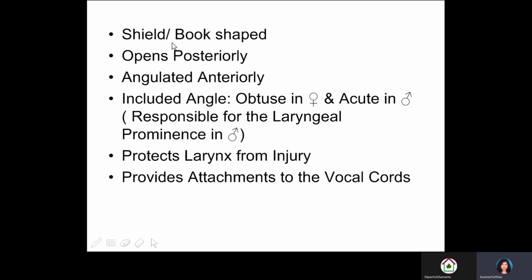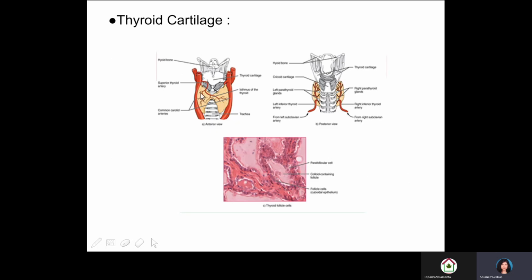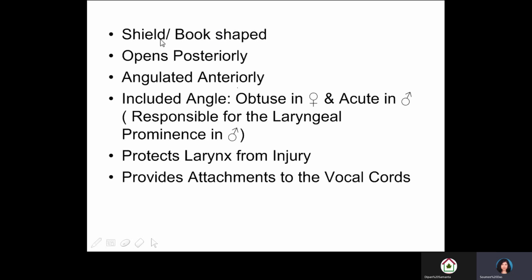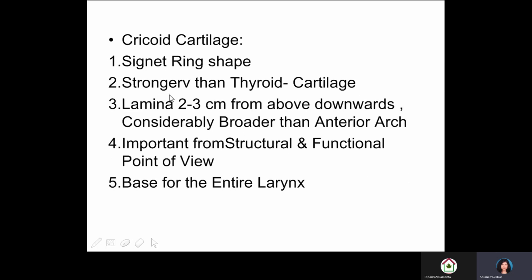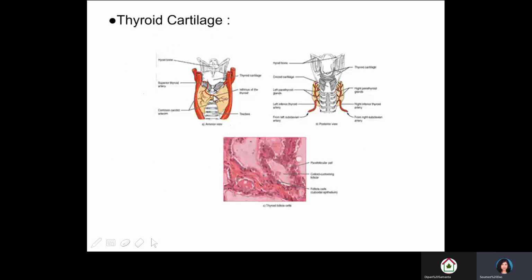The thyroid cartilage is shield-shaped. If we look at this, it looks like an open book, like this is one page and this is another page. That's why they call it a book-shaped cartilage. This opens posteriorly. In the front portion it is joined by the isthmus, and posteriorly it can open.